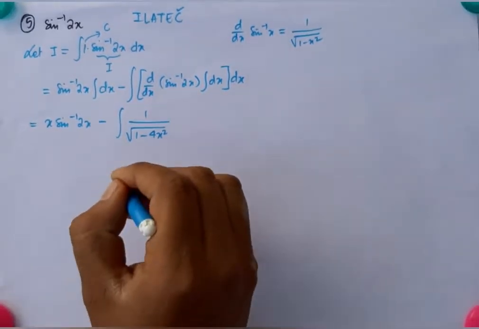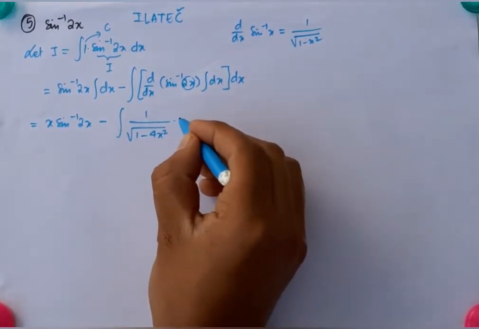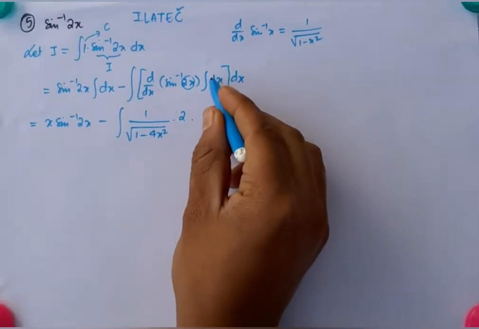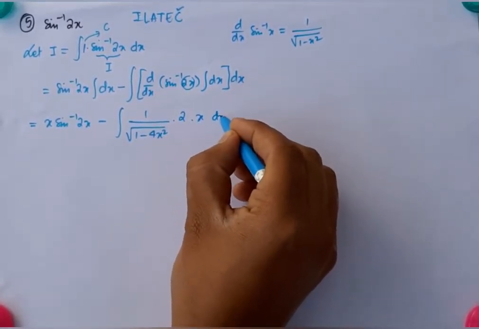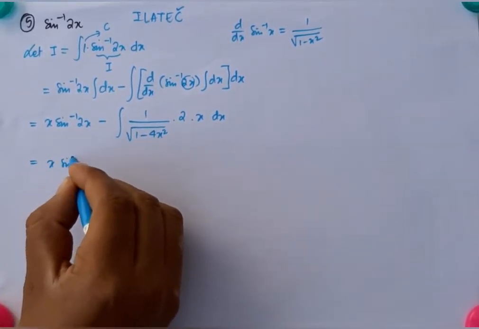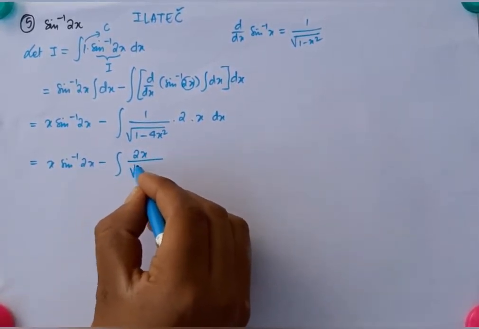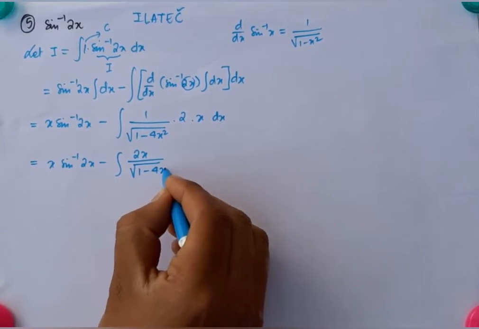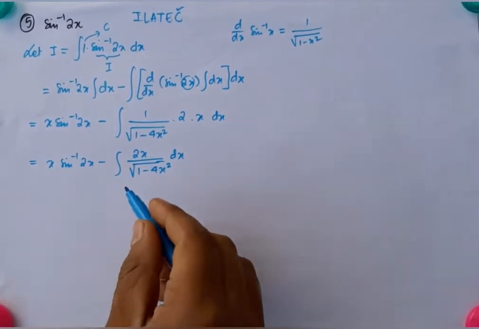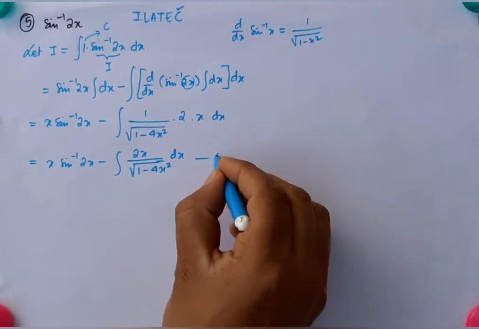Now the chain rule says that we need to differentiate this also. So what is the differentiation of 2x? It is just 2. I hope this thing is clear to you. Now into what is the integral of dx? It is x dx. So we have x sine inverse 2x minus the integral of 2x by square root of 1 minus 4x square dx. Now identify this integral. Isn't it integration using substitution? Yes. Let me call this star.